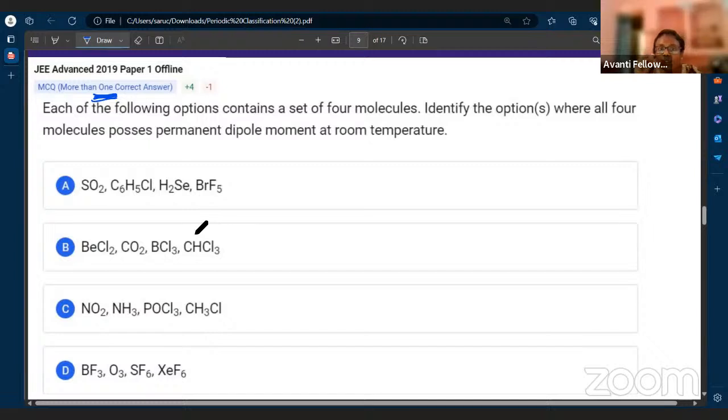First, you try to omit. We know that if the molecule has symmetry, it is not going to have a dipole moment. So you can omit something. If it has symmetry, you can omit that option and then you can check.